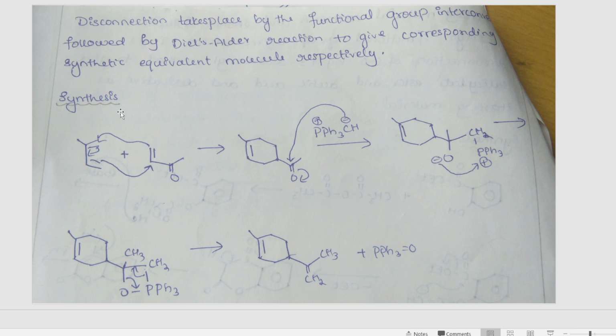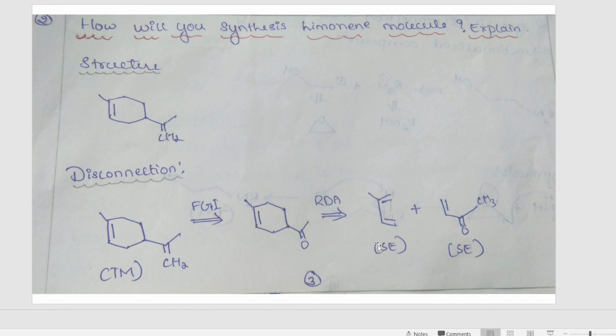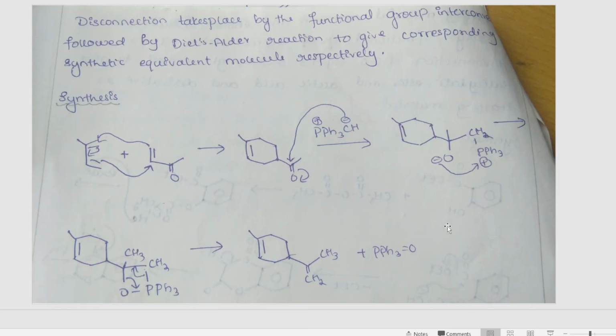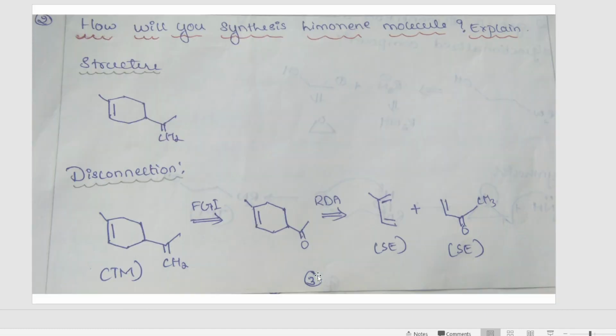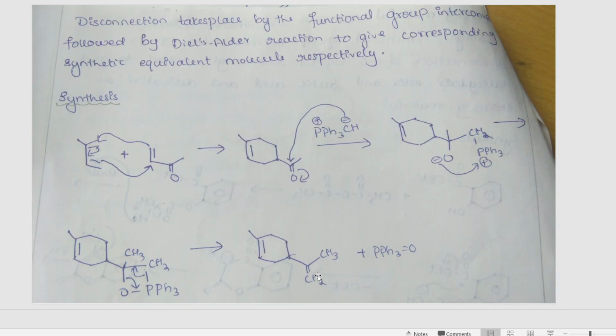How is the synthesis done? First step of synthesis is the reverse of this step. So if this is retro-Diels-Alder reaction, this step is Diels-Alder reaction. Then you are doing Wittig reaction, wherein you are adding the CH2 and PPh3 group that forms a cyclic intermediate, finally giving you, which molecule? The limonene molecule.